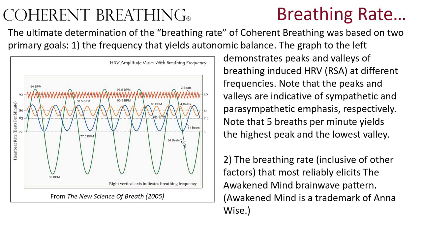An important point about this is that the peak of the heart rate variability cycle is indicative of sympathetic emphasis or activity. The valley of the heart rate variability cycle is indicative of parasympathetic emphasis. And again, this is very much like a pendulum swinging. A pendulum swinging is an exact analogy for what we're trying to achieve in the way of coherent breathing control.